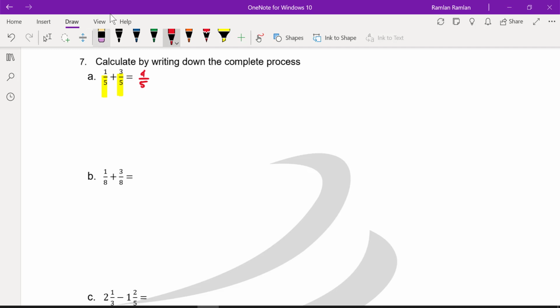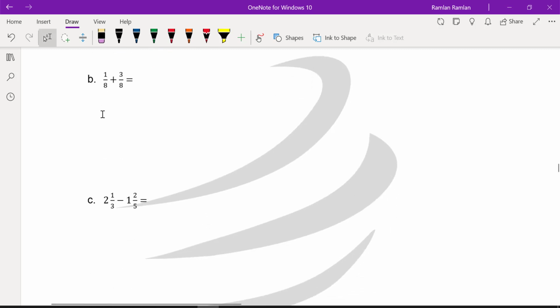That's it, okay? Or you can write down the process, like 1 plus 3 over 5, right? Because you only need to add the numerator. That will be equal to 4 over 5. That's it, okay? Okay, the next one is this one here. And this is also the same thing, right? So you can see that we have the same exact denominator. If they are the same, then you can just add the numerator, which is 1 and 3, so it's just 1 plus 3 equals 4 over 8.